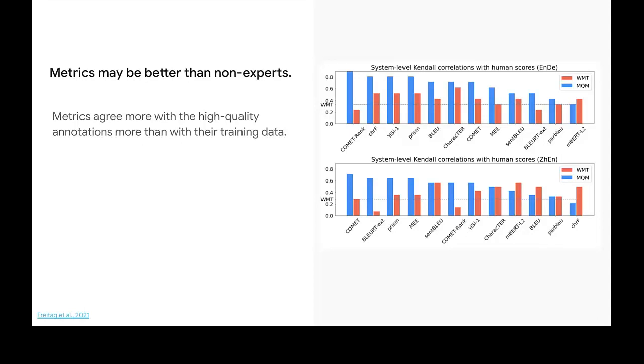What that means is that metrics may actually be more trustworthy than our non-expert annotators, flipping the notion that human eval is this gold standard.